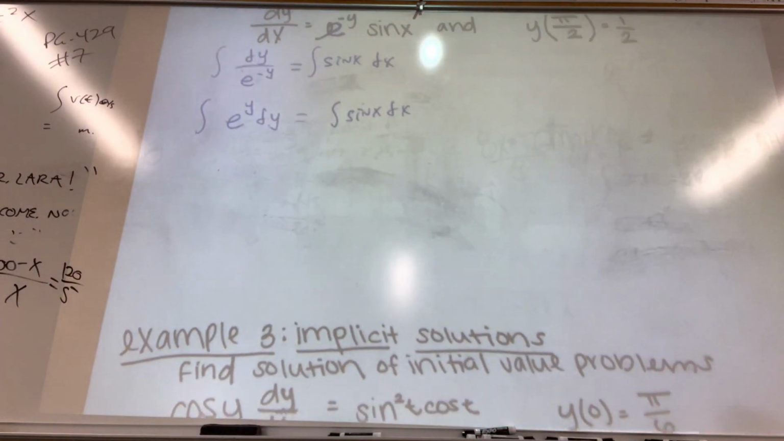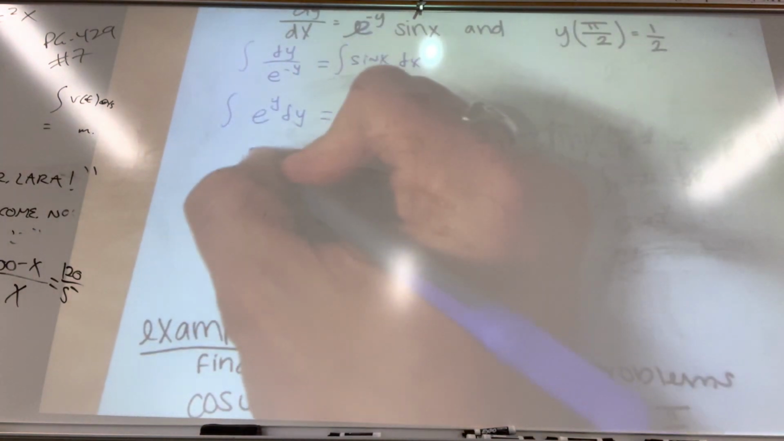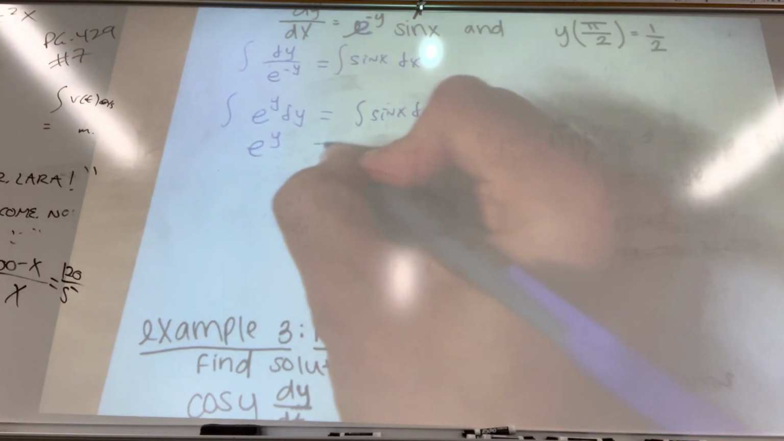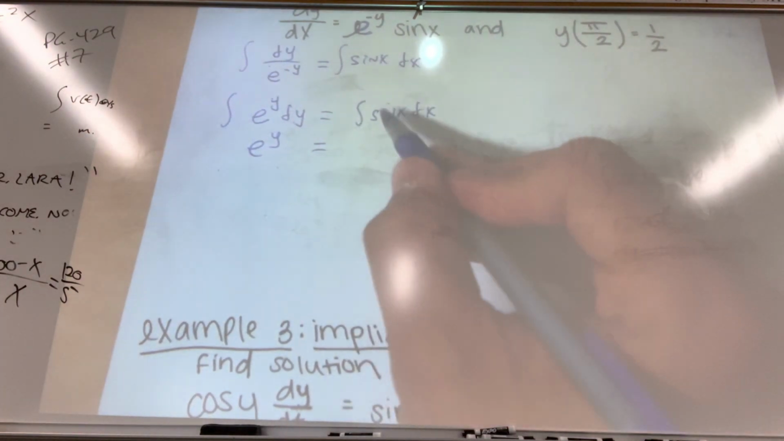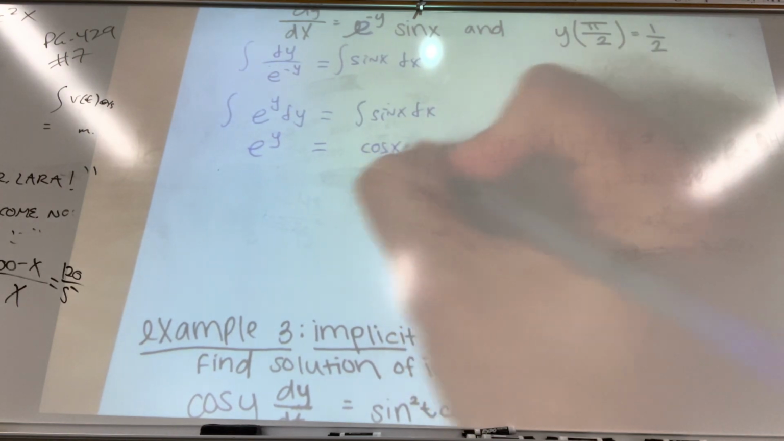What's the antiderivative of e to the y? E to the y. So, antiderivative of sine x. Cosine x. Plus C.